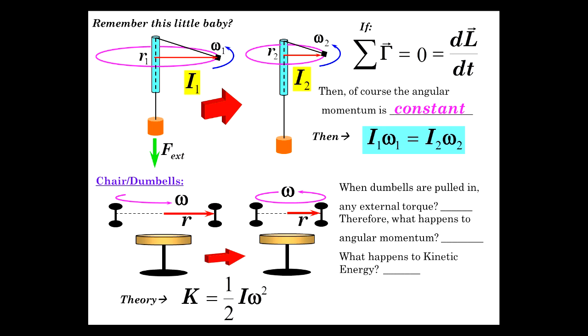Well, what happened? When the dumbbells are pulled in, was there any external torque? There was no external torque, for the same reason that there was none up here. Because we're pulling directly in, we're not putting a force perpendicular to a radius arm. So what happens to the angular momentum? The same. Nothing happens to it. What happens to kinetic energy? Does it stay the same? We'll have to check that out.